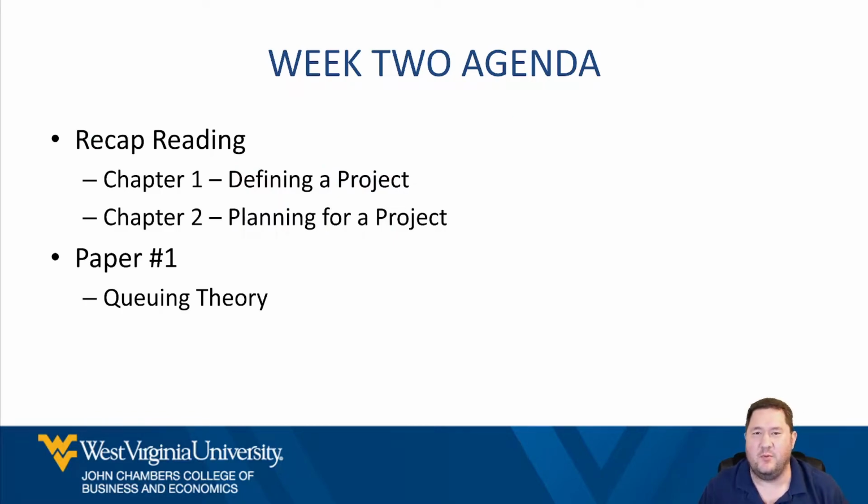I'll talk about chapter 1 and chapter 2, which hopefully you guys have read. If you have not read, this is a quick overview, so you can take your time to catch up on the reading when you get a chance, because the reading builds on each other. And some of your later assignments may depend on something you would have read about. So we're going to talk about chapter 1, defining a project, and chapter 2, planning for a project. And then we'll talk about queuing theory, which is our first paper.